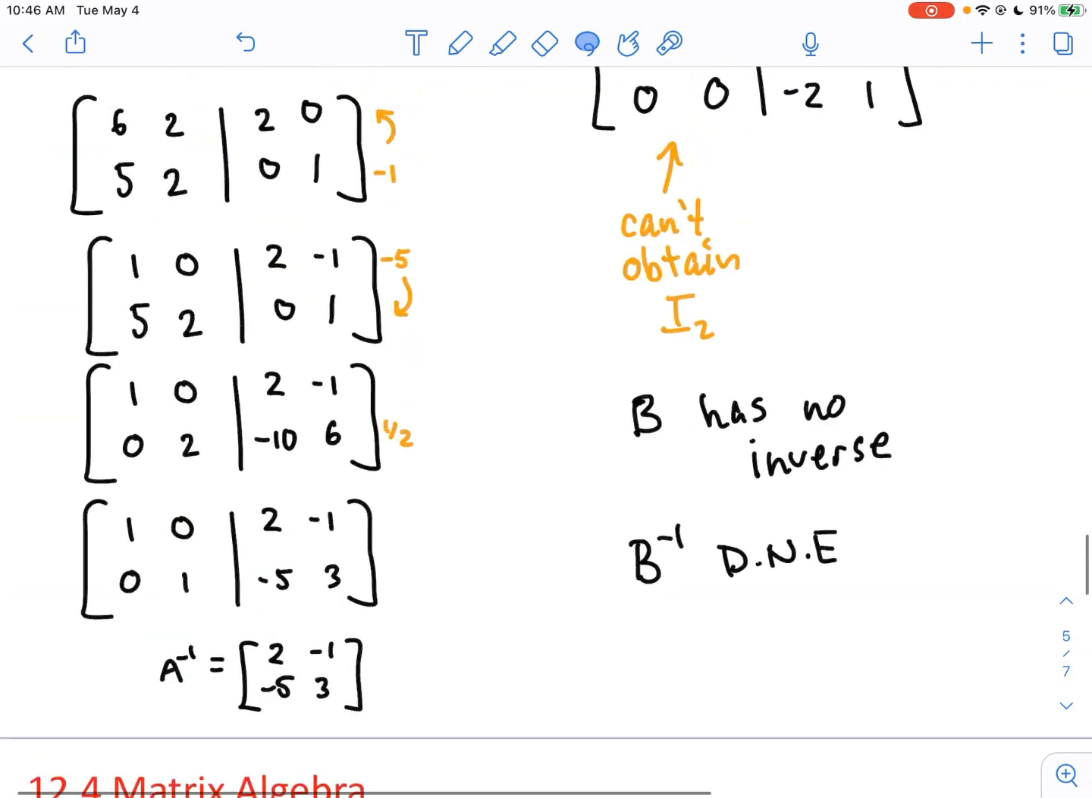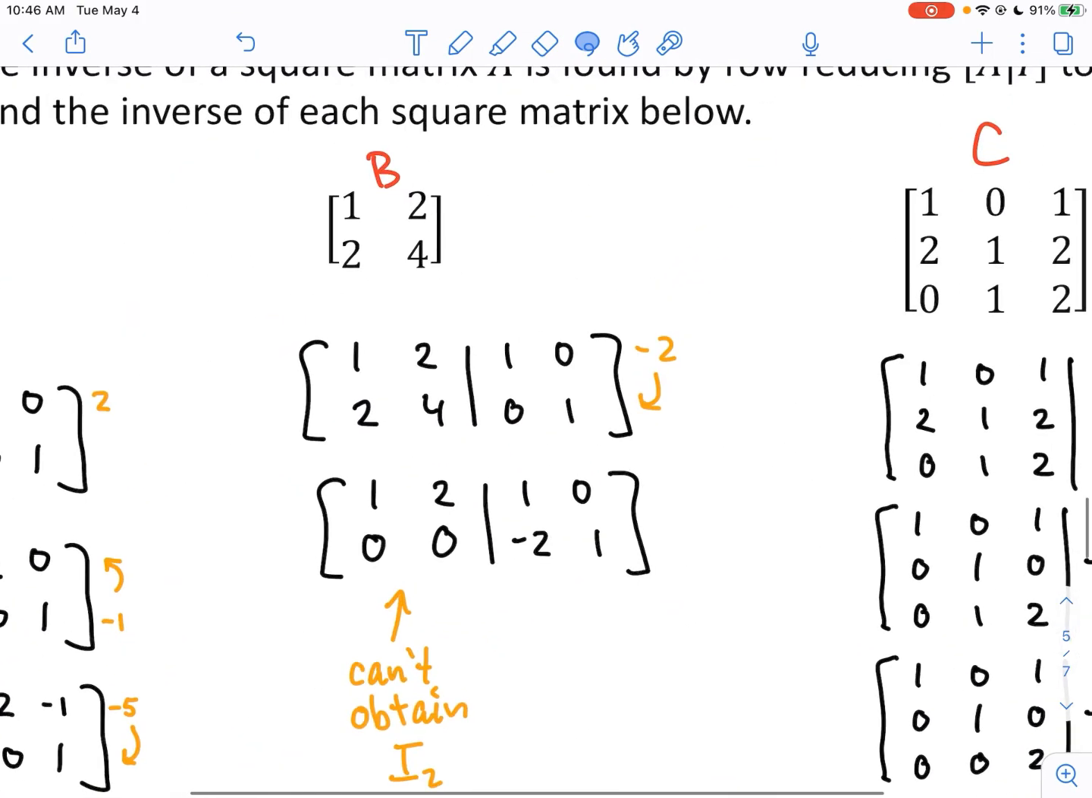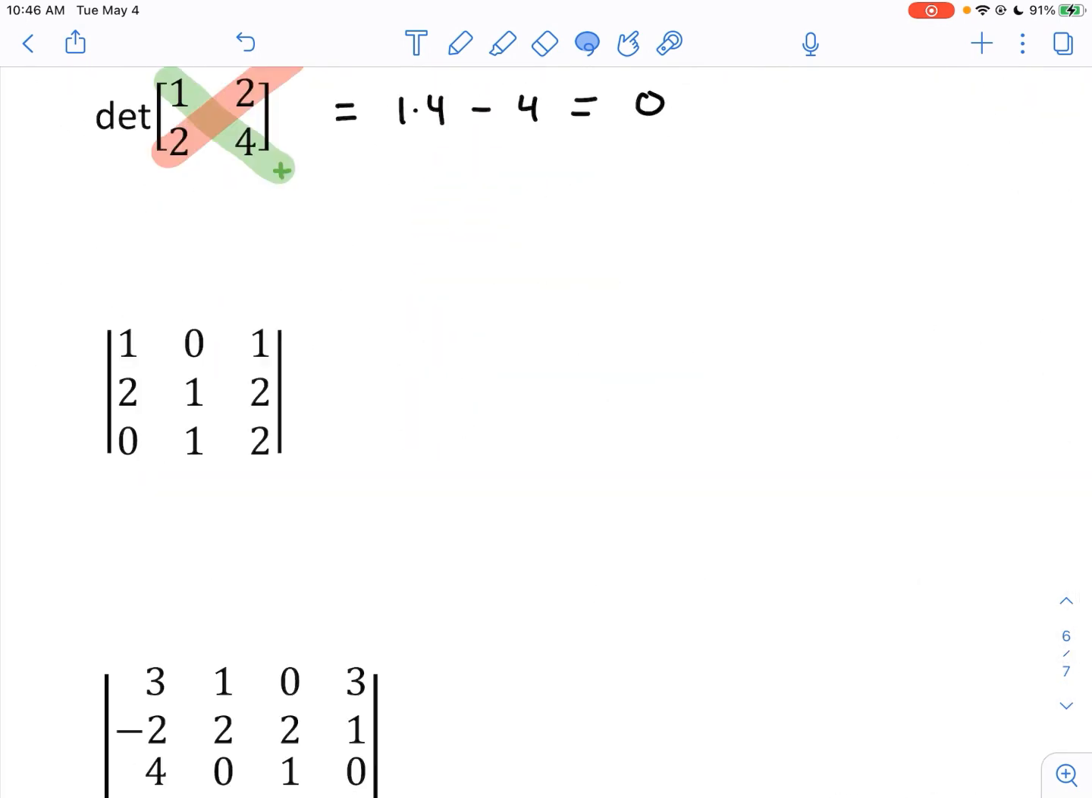Well, we already knew that because in our last example, we tried to find its inverse. Here's that same 2 by 2 matrix, and we were unable to produce an identity on the left, and therefore we know that the inverse of B does not exist. Let's do the 3 by 3 next.